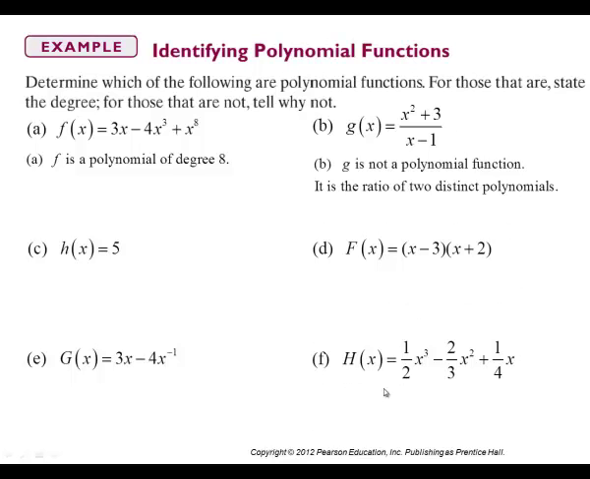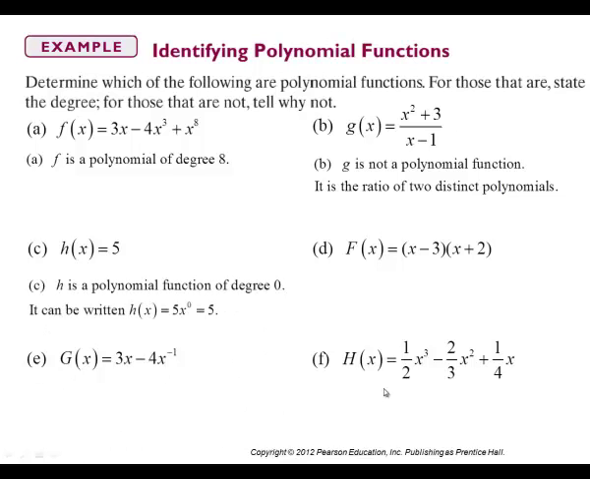Okay, for b, this is not a polynomial because we have an x in the denominator. So this could be considered a ratio of two polynomials in one. So it's not a polynomial.